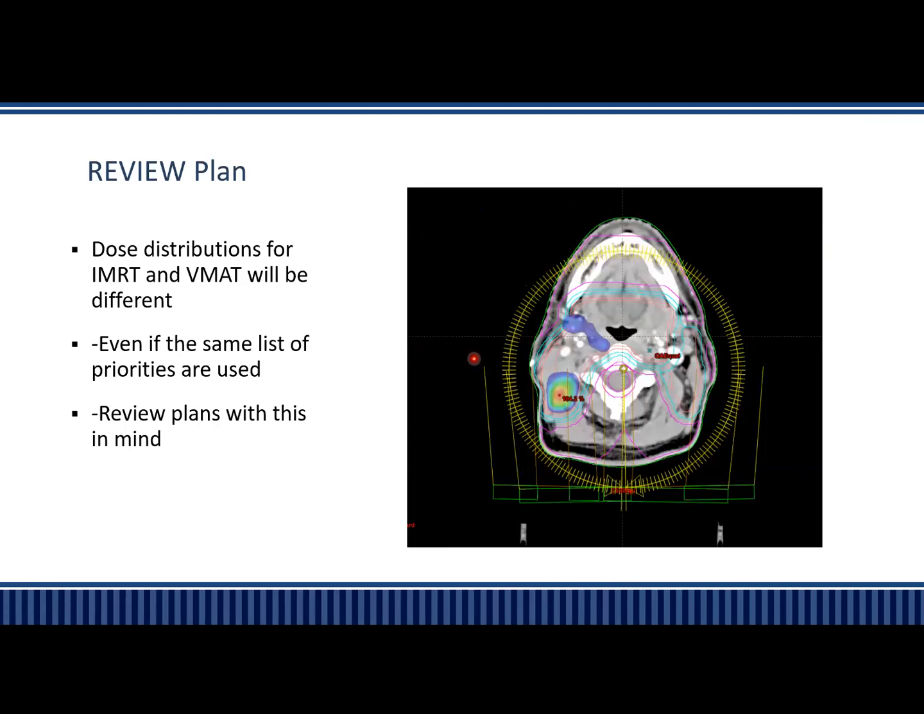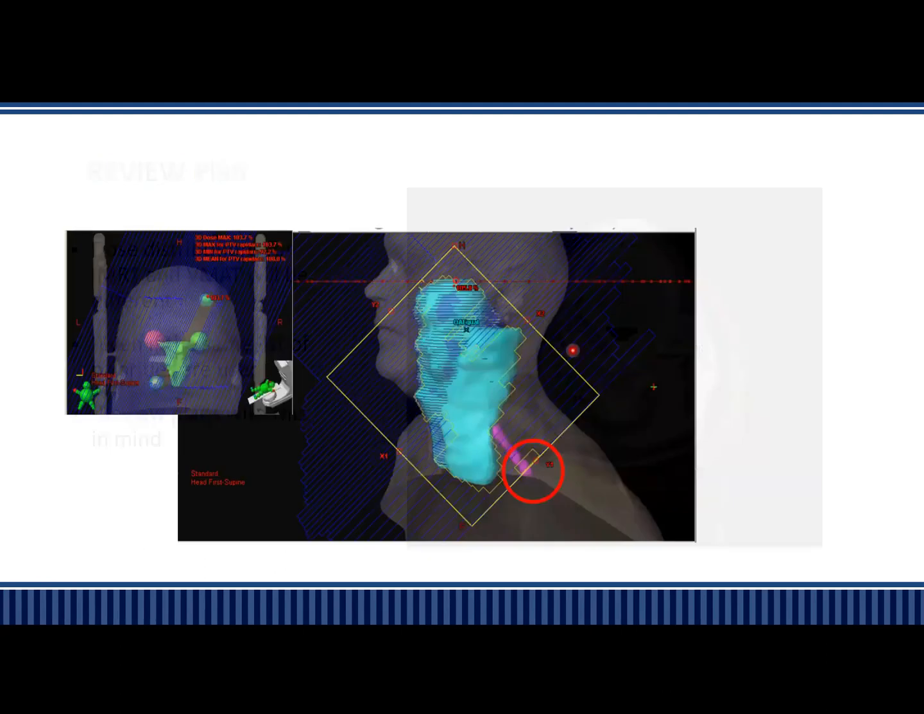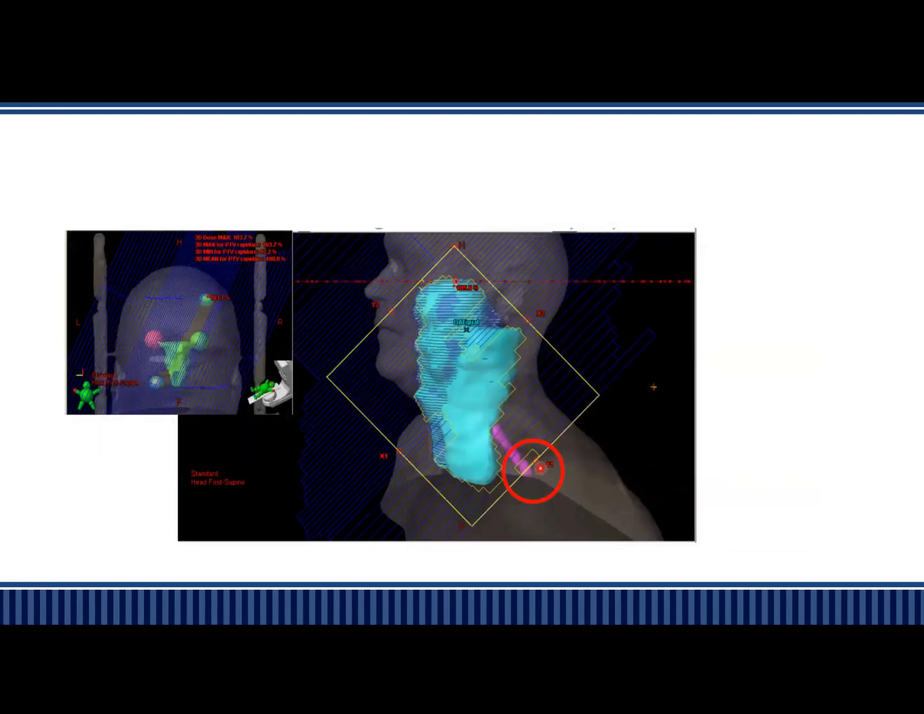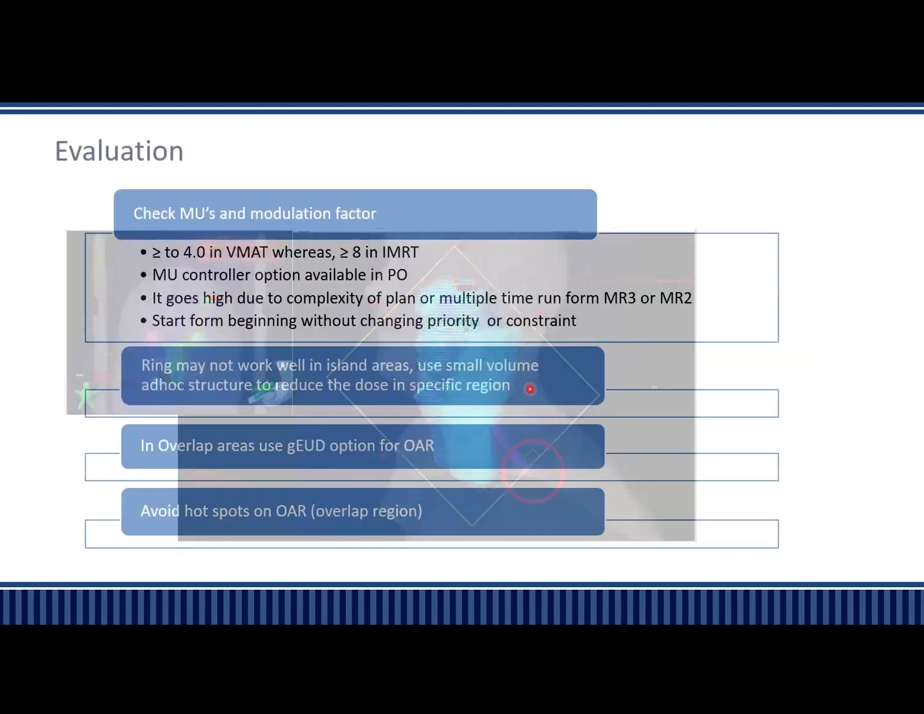Review the plan. Dose distribution of IMRT and VMAT will be different, even if the same list of priorities is used, so review the plan with this in mind. And if you don't have jaw tracking, you may get this kind of thing. So one should be aware of how to reduce these things. Make the appropriate fields if you don't have jaw tracking.